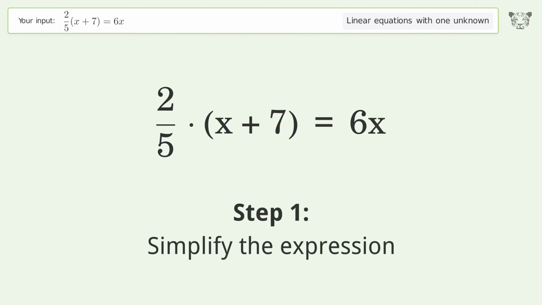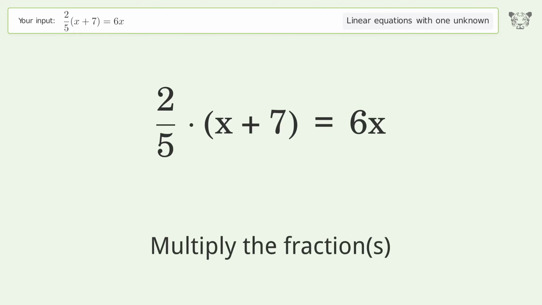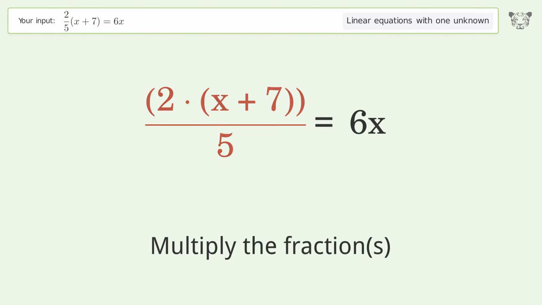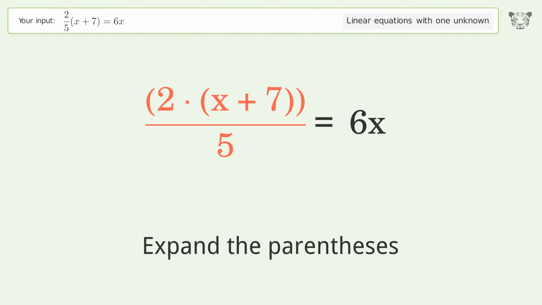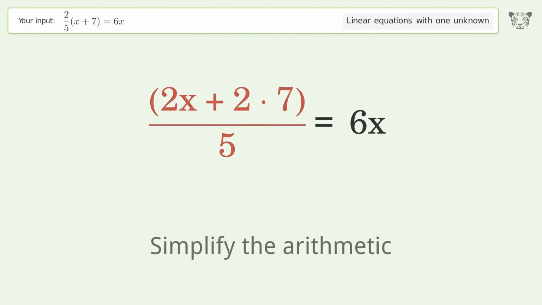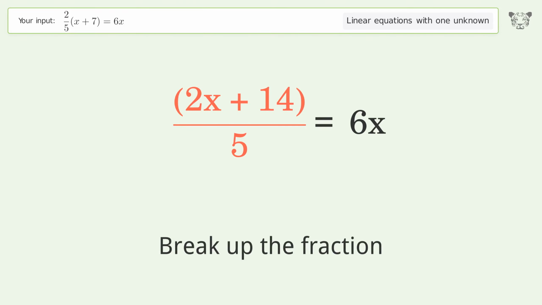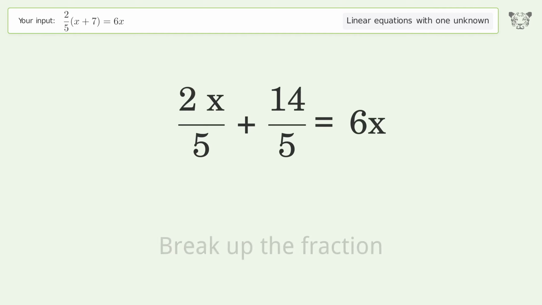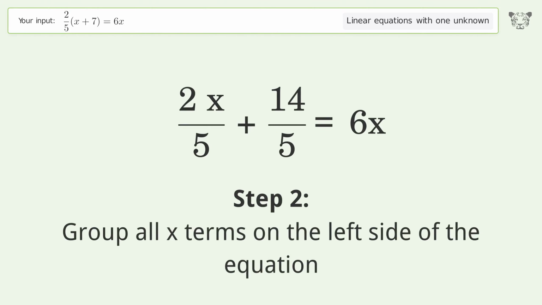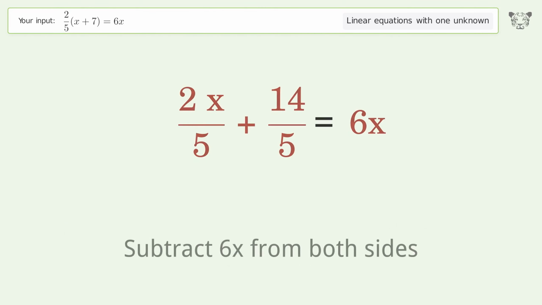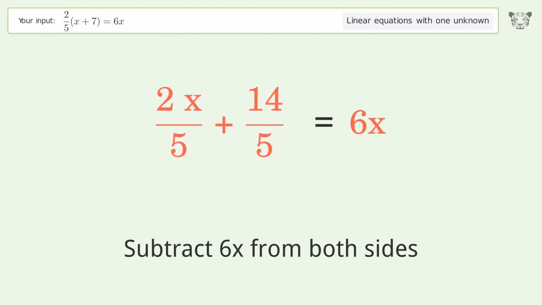Simplify the expression. Multiply the fractions. Expand the parentheses. Simplify the arithmetic. Break up the fraction. Group all x terms on the left side of the equation. Subtract 6x from both sides.